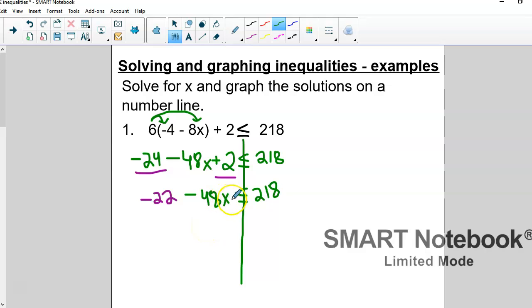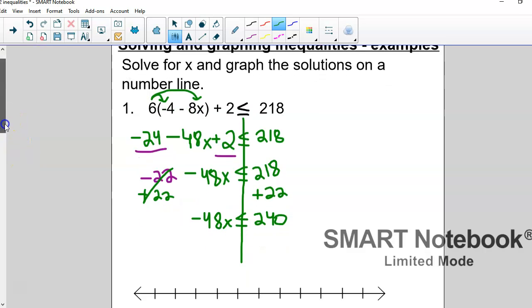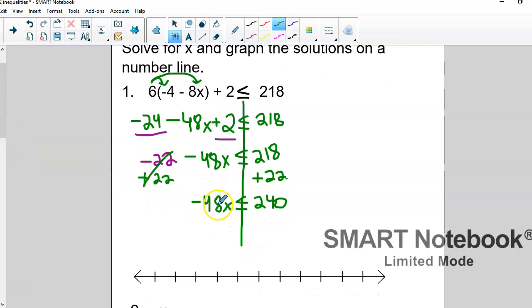Alright, now I'm going to try to isolate this variable or get the variable by itself. I'm going to get rid of this negative 22 first by adding it to both sides so that it will cancel out. So we're going to add 22 to both sides. These 22s are gone. That's helpful because now all I have here on the left is negative 48x. I still have my less than or equal to, and then 218 plus 22 is 240.